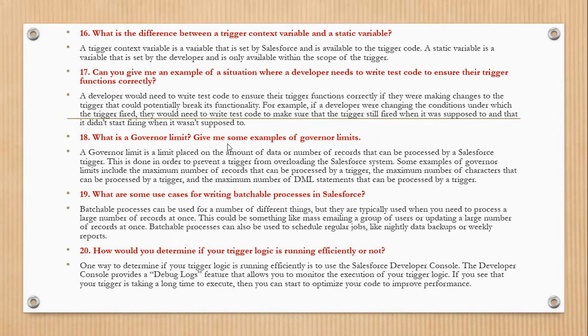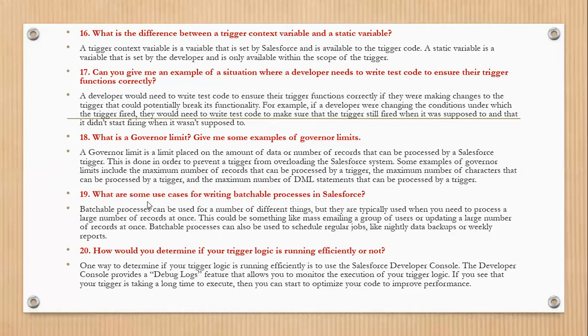Next question: what are governor limits? Give me some examples of governor limits. A governor limit is a limit placed on the amount of data and number of records that can be processed by Salesforce triggers. This is done in order to prevent triggers from overloading the Salesforce system. Some examples of governor limits include the maximum number of records that can be processed by the trigger, the number of characters that can be processed by triggers, and the maximum number of DML statements that can be processed by the trigger.